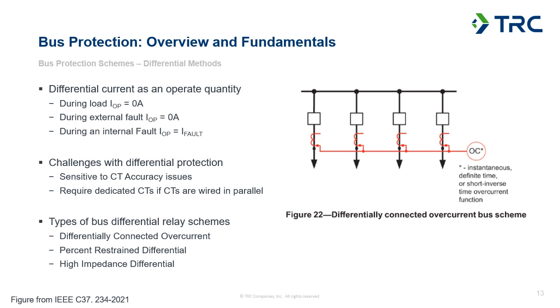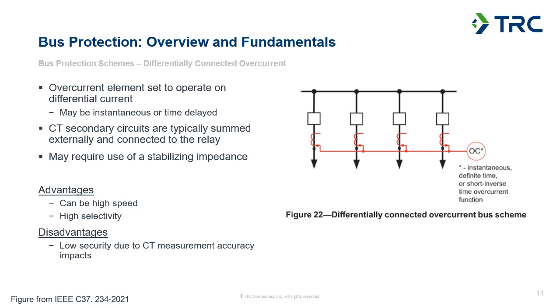So percent restrained differential takes not only the operate quantity, but also looks at the overall magnitude of current flowing through the bus to determine what the pickup needs to be when that trip decision is made, how much differential current you need to see. And the last type is a high impedance differential scheme. This operates on a completely different philosophy than the other current-based schemes, in that instead of just measuring the current, you're actually applying that current over a high impedance and taking a measurement of voltage over that impedance to make a trip decision. So we'll talk a little bit about each of these schemes and some of the advantages and disadvantages of those in the coming slides.